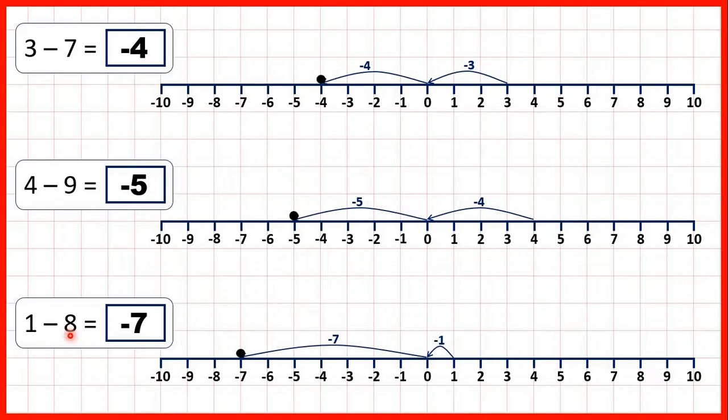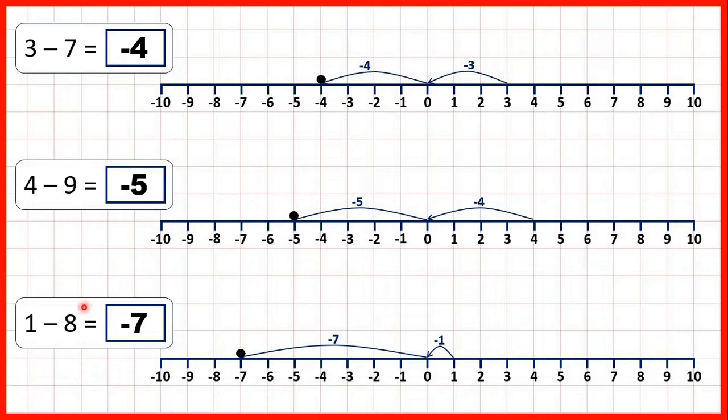But once we'd realised that subtracting a larger number would give us a negative answer, we could have just written our negative sign and then subtracted 1 from 8, or subtracted 4 from 9, or 3 from 7.